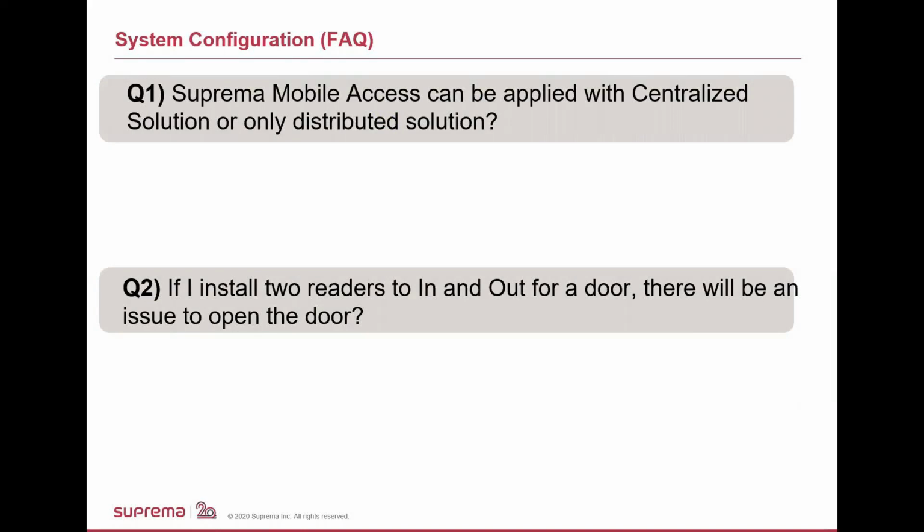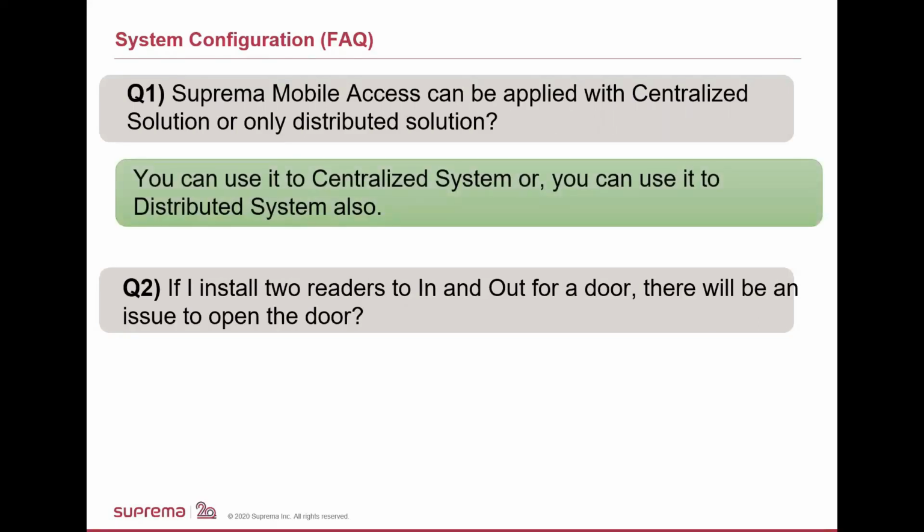These are frequently asked questions about Suprema Mobile Access system configuration. Let's check answers for each question. Question 1. Can Suprema Mobile Access be applied with a centralized solution or only a distributed solution? The answer is, you can use it with a centralized system, and you can also use it with a distributed system.